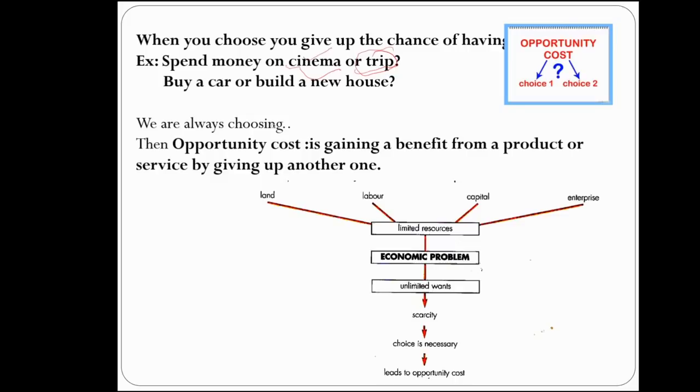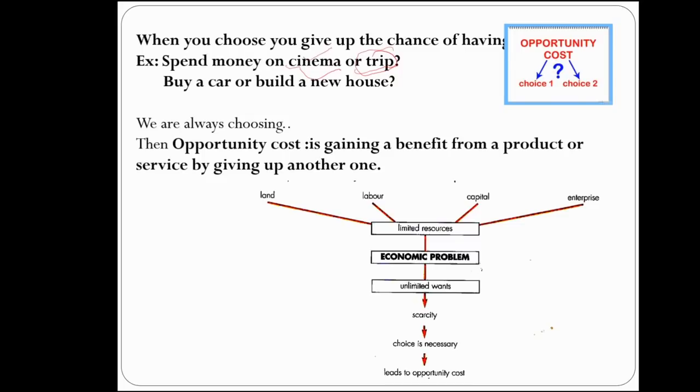So we are always choosing. Remember, when I say opportunity cost, it's when you gain a benefit from a product or service, of course, and you give up another. So if I choose to buy a car, then the opportunity cost is the new house. If the manager decides to buy machine A or machine B, and he decides to buy machine A, then machine B is the opportunity cost. If you own a bakery, the opportunity cost of buying an oven might be buying a mixer, or mixing machine. So it's the next best alternative or next best choice.